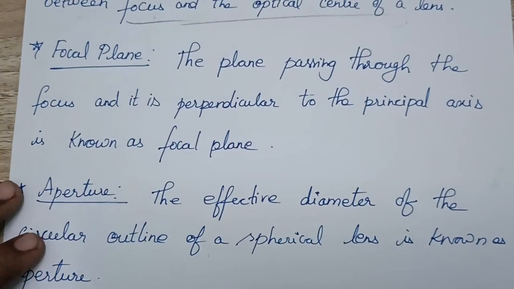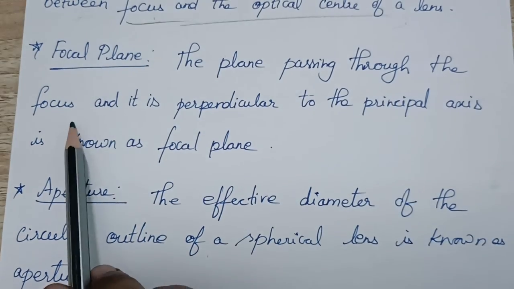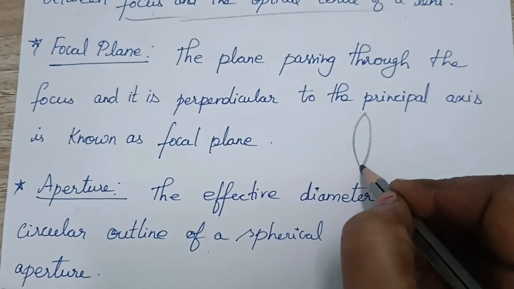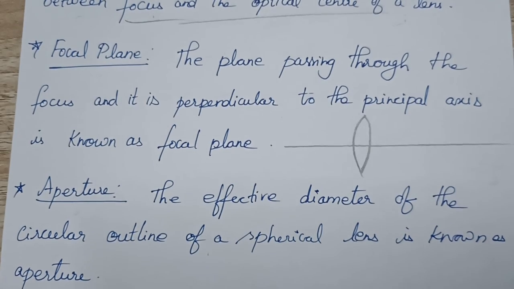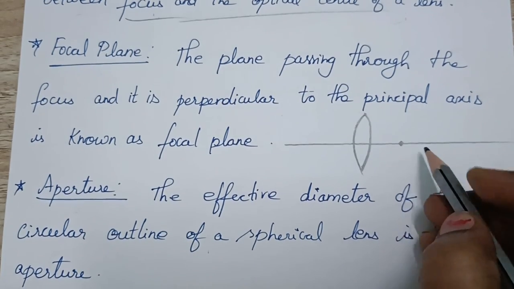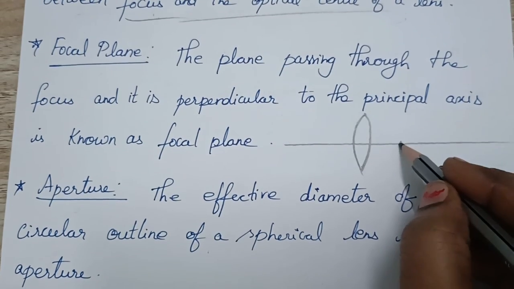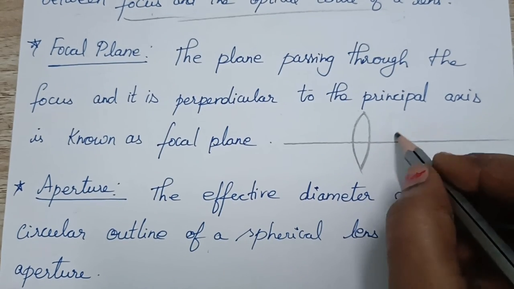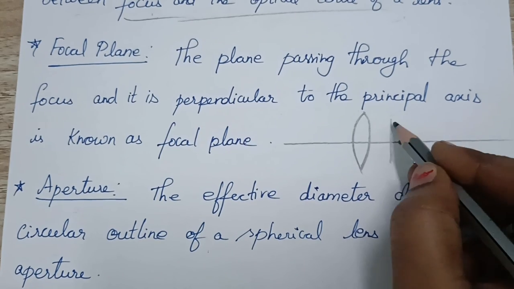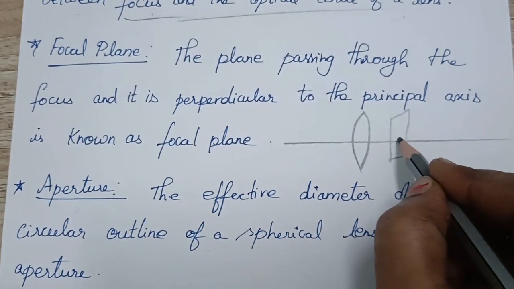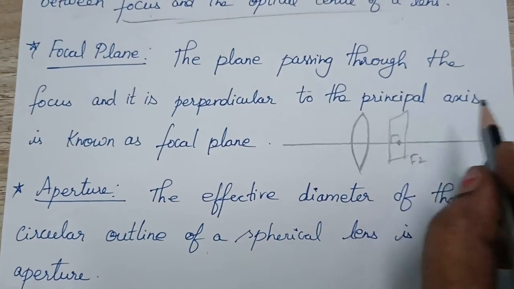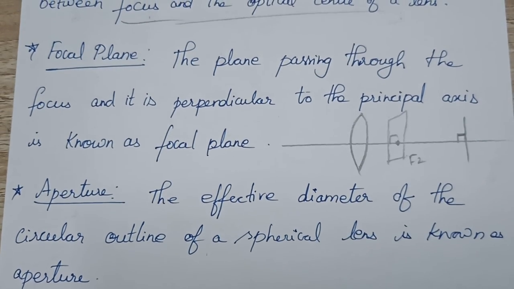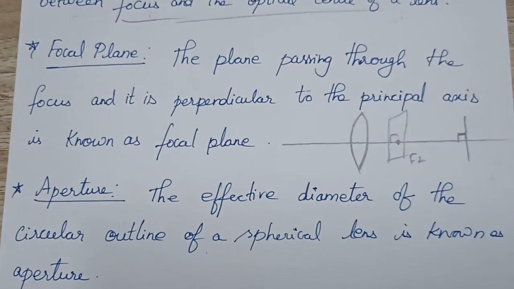Focal plane means a plane passing through the focus and perpendicular to the principal axis. For example, this is your convex lens, this is your principal axis. This is the focal point, your F2. F2 will lie here in the case of a convex lens. If a plane is passing through this, for example, you keep a plane here. This plane should be perpendicular to the principal axis. If I draw a front view, it will be like this. This plane is perpendicular to the principal axis. Clear on this? This is the focal plane.